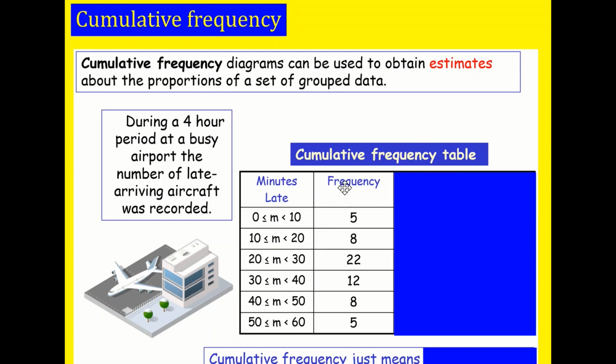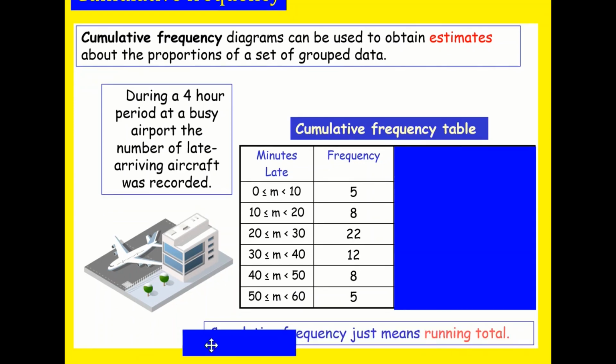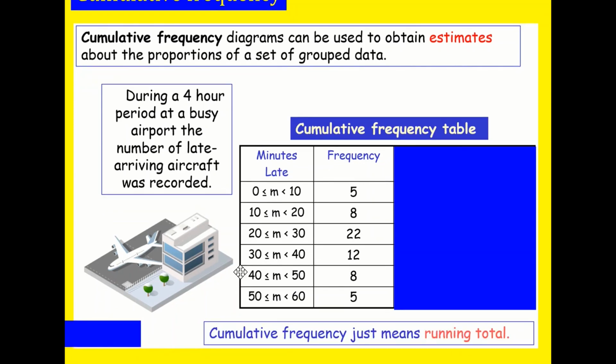Sometimes we do talk about cumulative things, and it's like things adding up together. Essentially, cumulative frequency is a running total. So how do I track that? Well, I've got a grouped frequency table, and I've got 5 things in 0 to 10, 8 things in 10 to 20, and so on. How can I keep a running total? By the way, this is for an airport, just a number of late arriving aircraft.